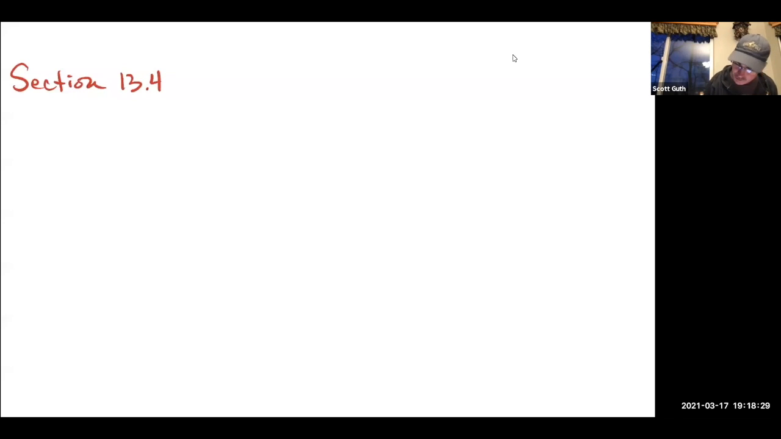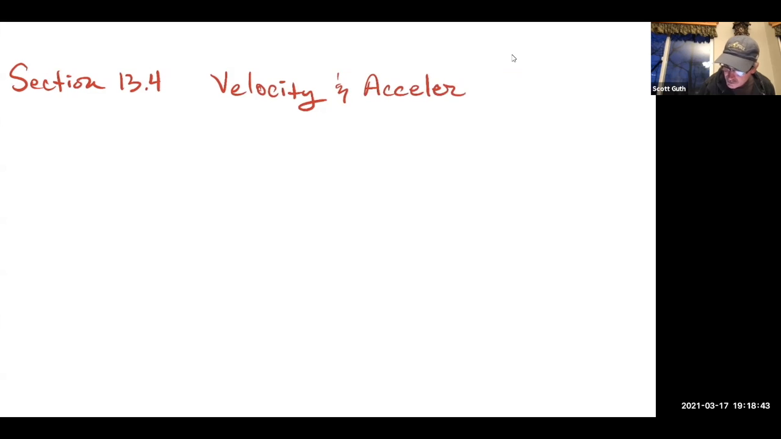Okay, so section 13.4 is on velocity and acceleration. And it starts with something, or at least we're going to start with something that seems like a side issue, which is projectile motion. And I'm not sure why they put it in other than they feel like, well, that's velocity and acceleration, right?